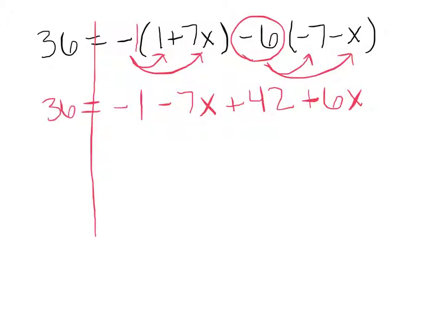Alright, now, looks like we have a lot of stuff going on there. Remember our combined like terms? Let's start with the x's. Negative 7x's plus 6x's. Negative 7 plus 6 is negative 1, so I can say negative 1x is what I have in the x place. And then negative 1 plus 42 leaves me with 41.